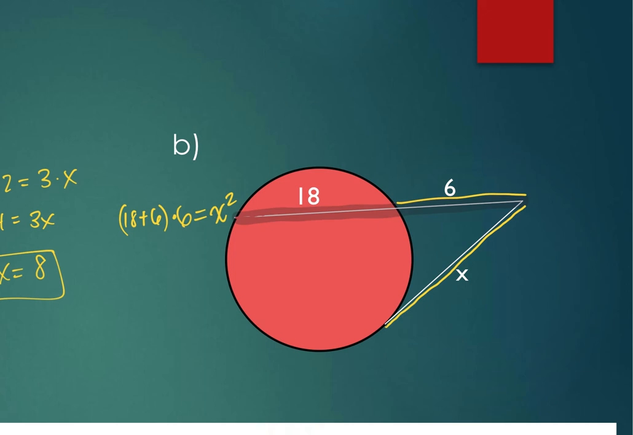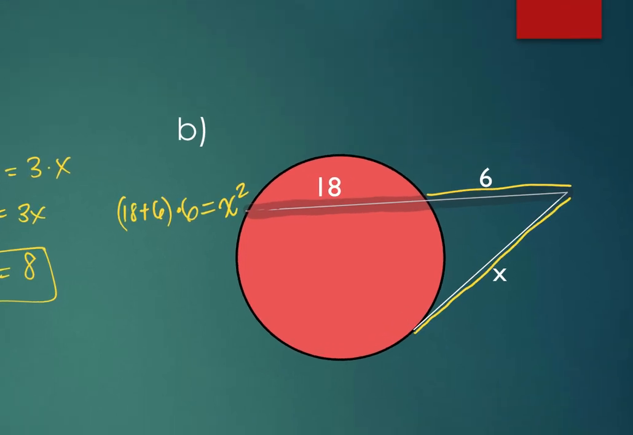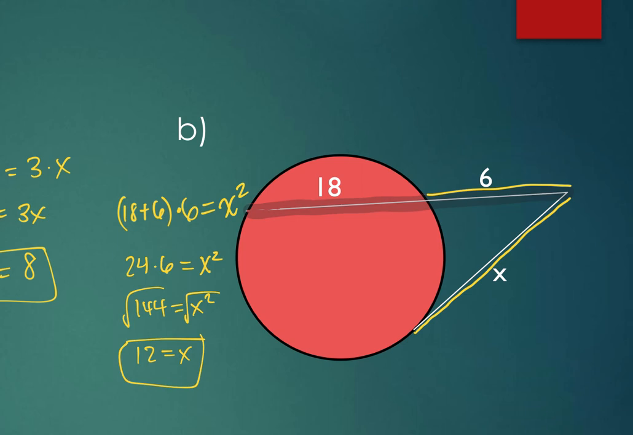All right, what's 18 plus 6? I think it's 24, right? 24 times 6 equals x squared. 24 times 6 is 144. And if you take the square root of that, it's 12. So x equals 12. Are we using calculators? Yep, you're still going to have calculators in this chapter.